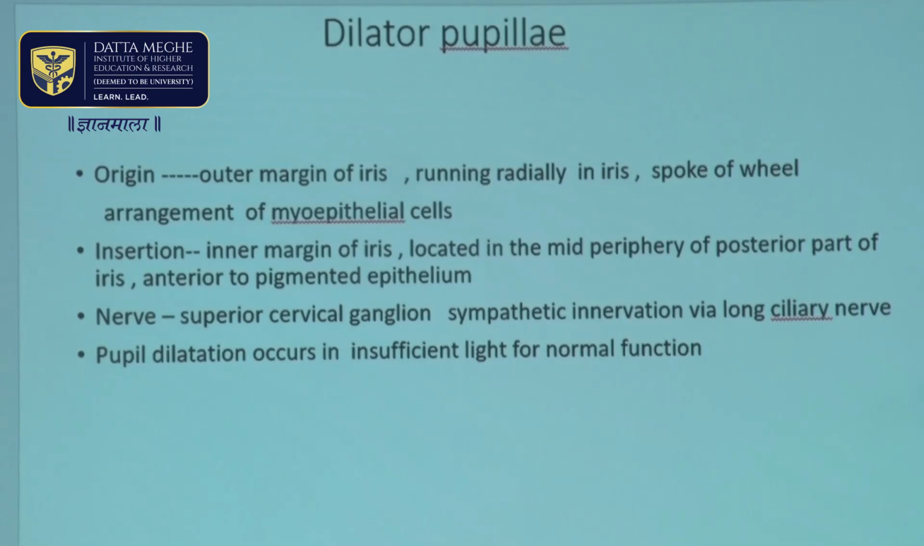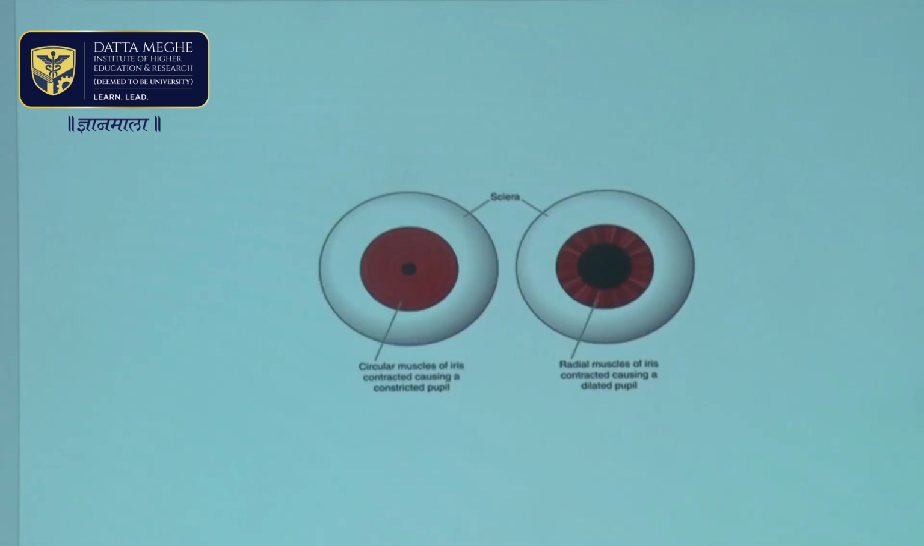The dilator pupillae arises, as you see, in a radial fashion, and the sphincter pupillae is in a circular fashion. This one is in a radial fashion. So, both the muscles are very important for the eye, making the changes in the pupil.